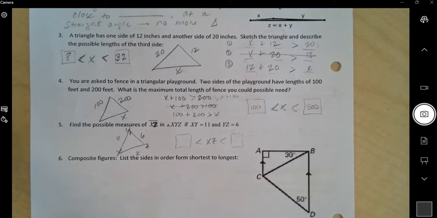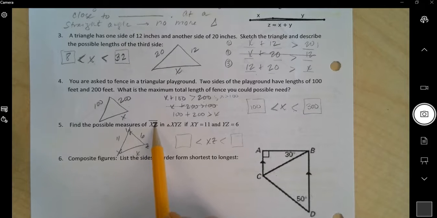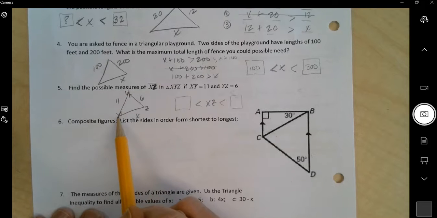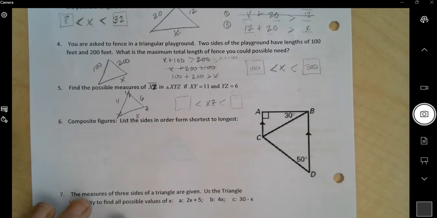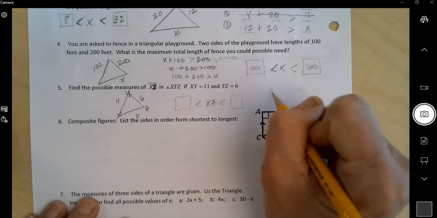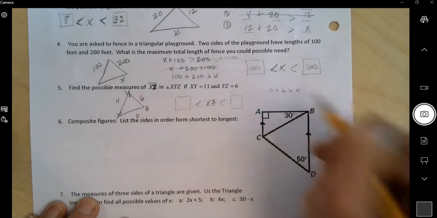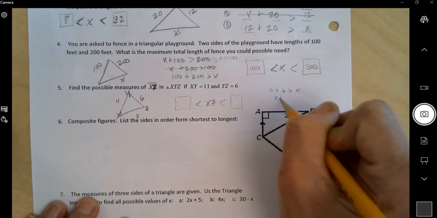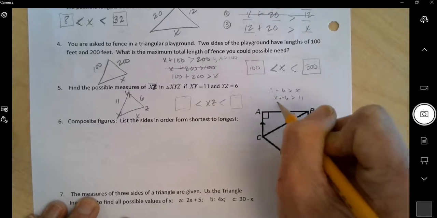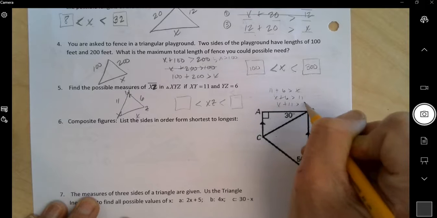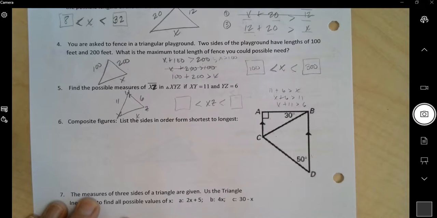All right, we got one more to go. There is a typo here. Make sure it's xz, because I have a value for xy of 11. So I know that 11 plus 6 has to be bigger than x. I know that x plus 6 has to be bigger than 11, and x plus 11 has to be bigger than 6. Which one do I cross off?